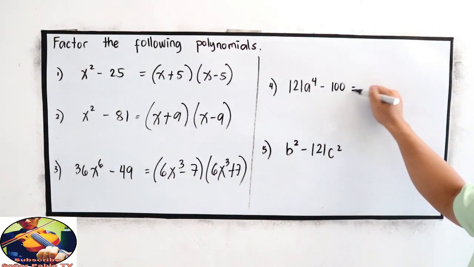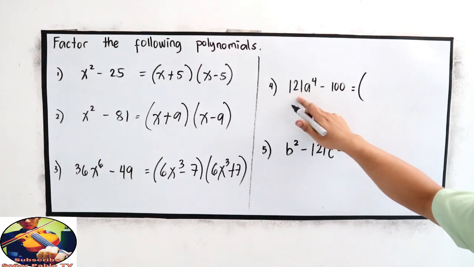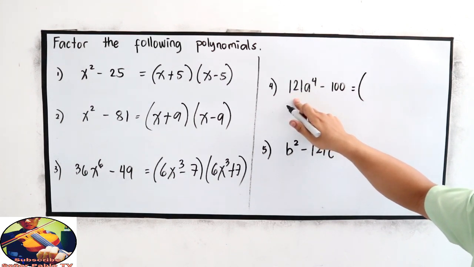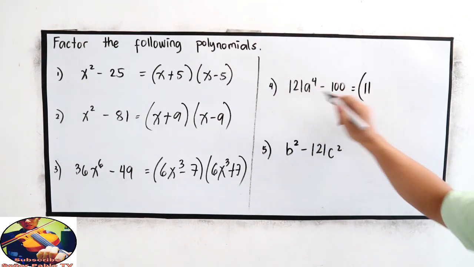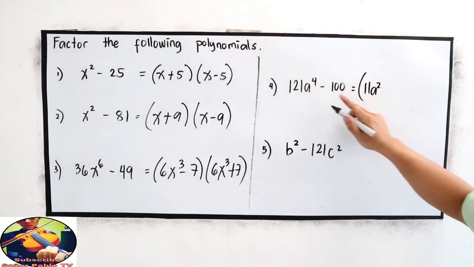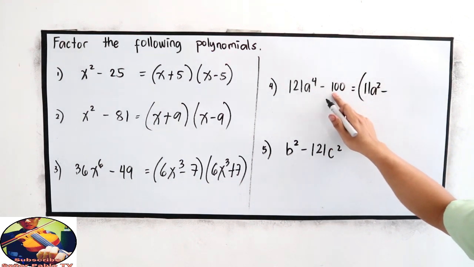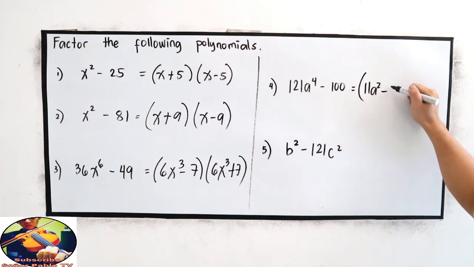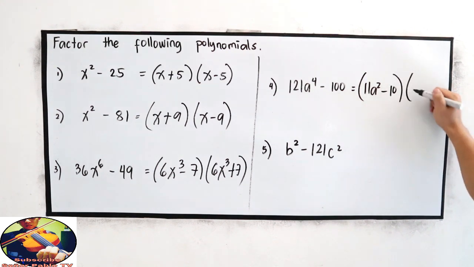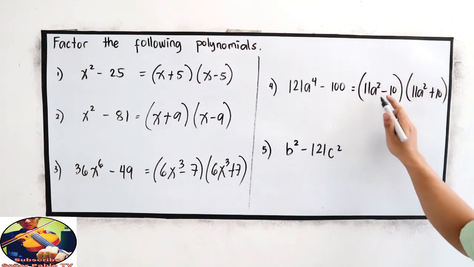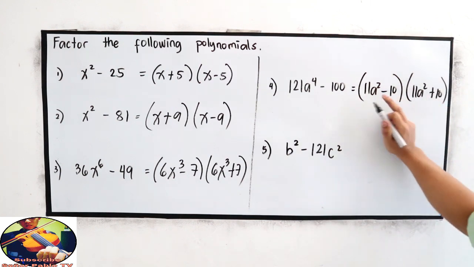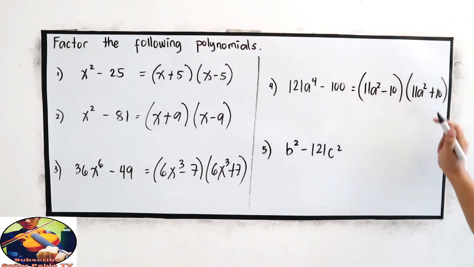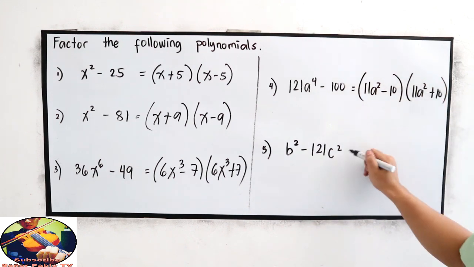Number 4, 121, the square root of 121 is 11. So now I have a squared minus the square root of 100, that is 10, and 11a squared plus 10. Or the sign can be interchanged. It can be 11a squared plus 10 times 11a squared minus 10.